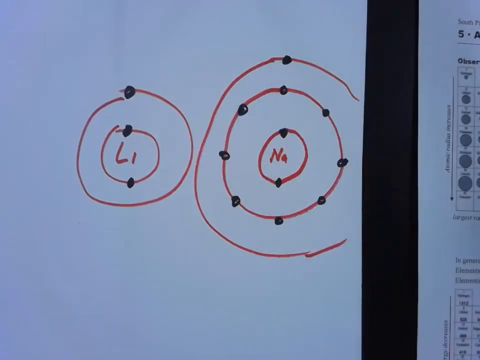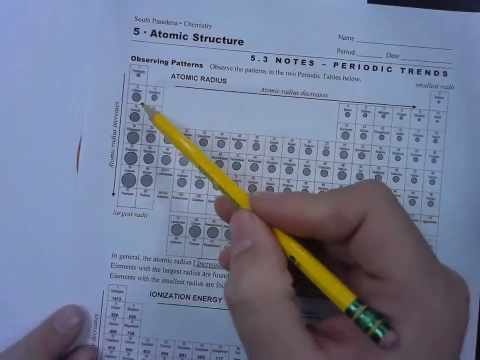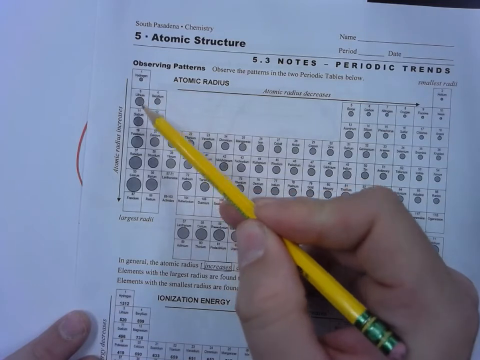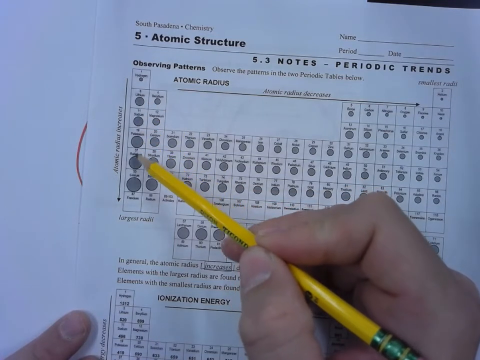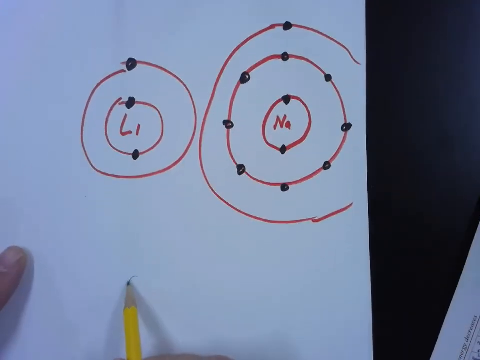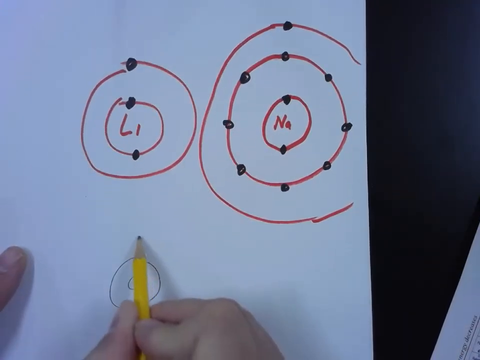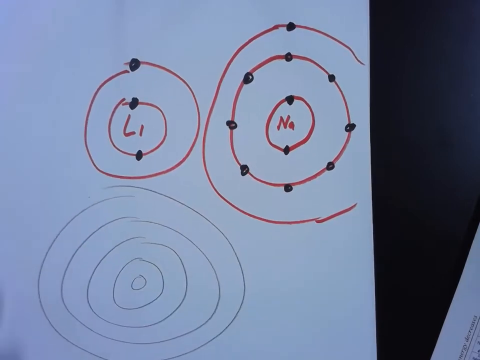I think that's pretty intuitive. If you go down the periodic table, you'll see lithium has a smaller radius than sodium. Sodium has a smaller radius than potassium, and rubidium and cesium. The reason why is because we keep adding these shells to accommodate the extra electrons. So that's the first thing you need to know.